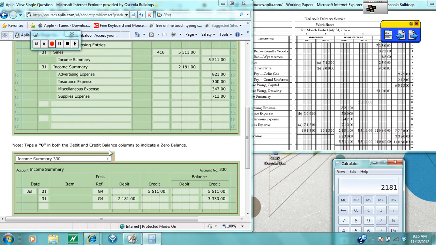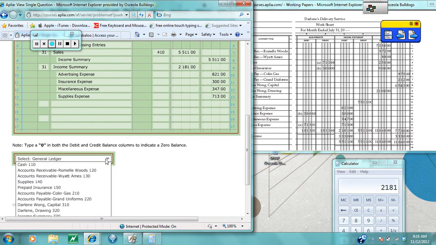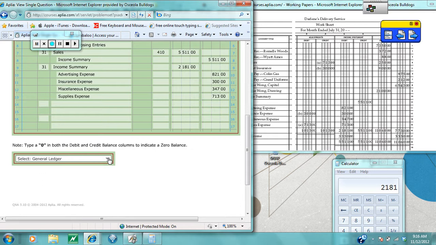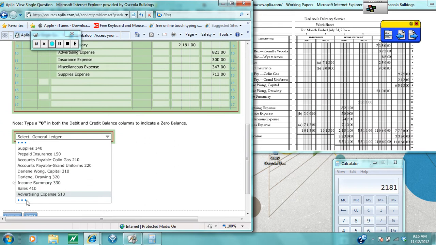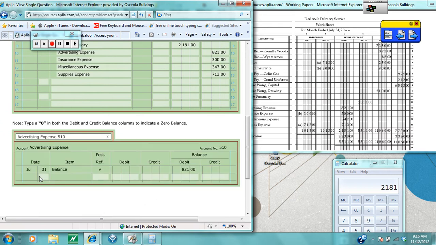Now, I'm going to have you go through. I'm not going to do it all on here because I'm going to run out of time if I do. But you go to advertising expense. It helped if I could get it all on the same page for you. You're going to put in the 31st. You're going to put in G4. You're going to credit it for $821. See, credit there, credit here. Do your math, it zeroes out. Then you take this 510.